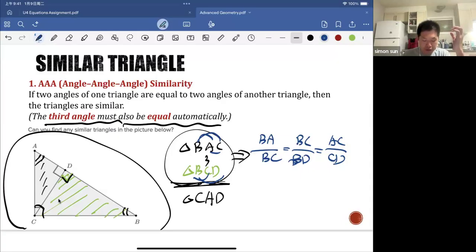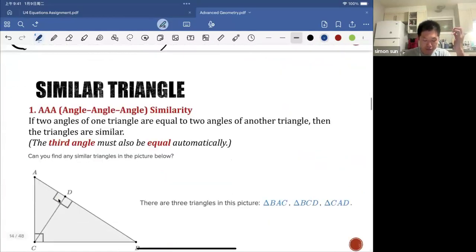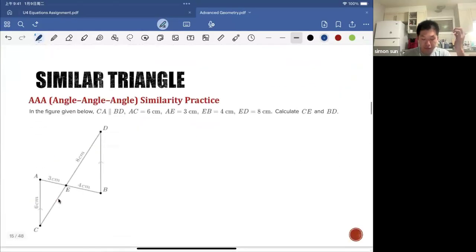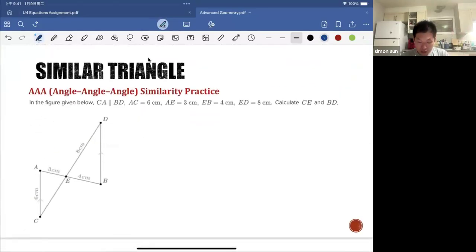Okay. Why don't we do a small practice regarding this one? Hold on. This part. Let me just show this one.